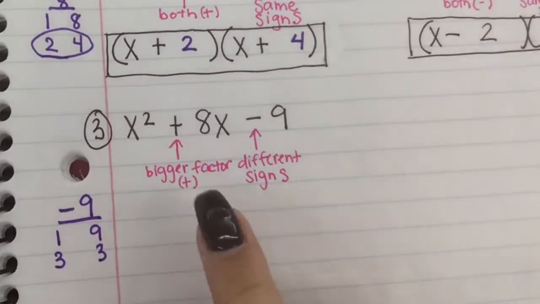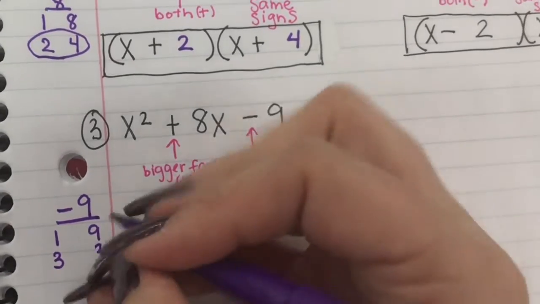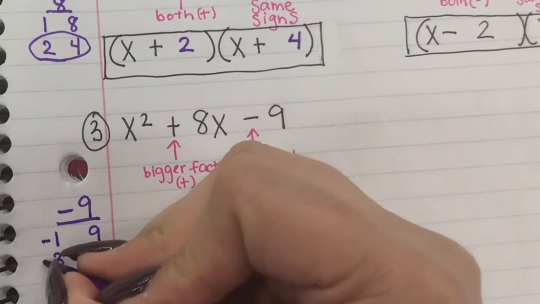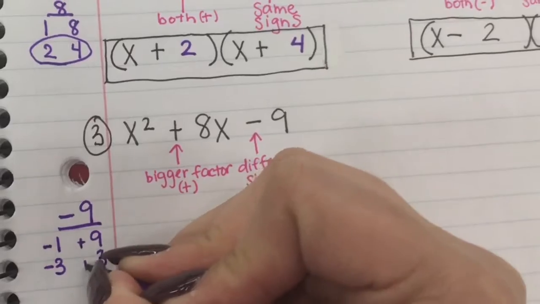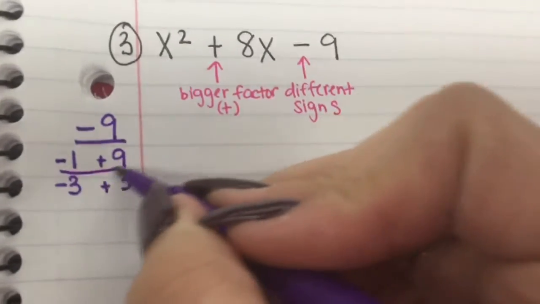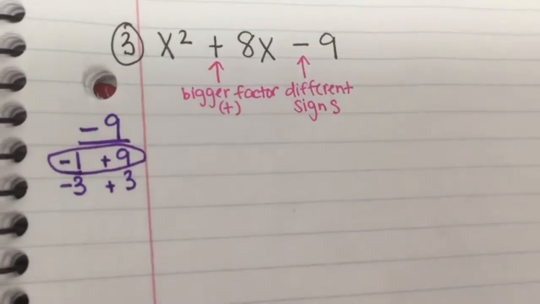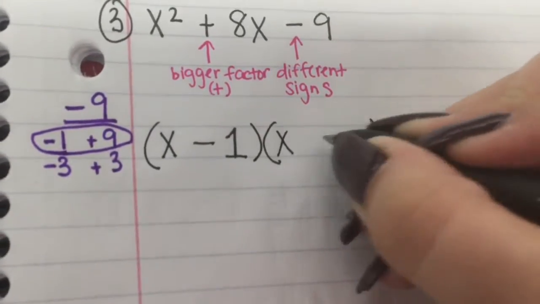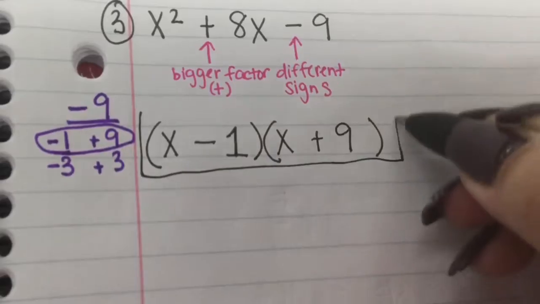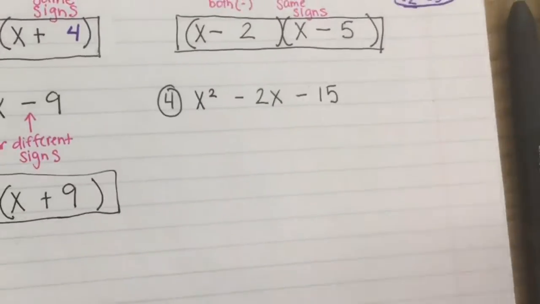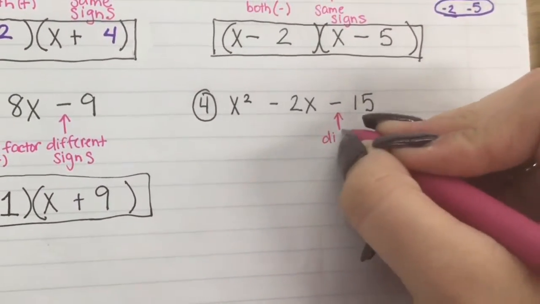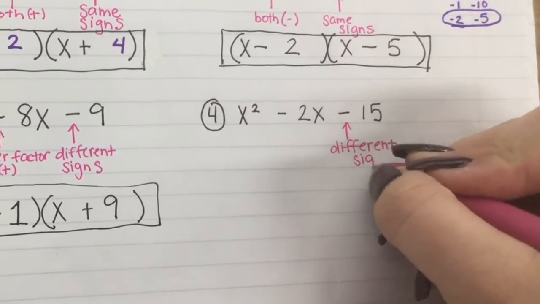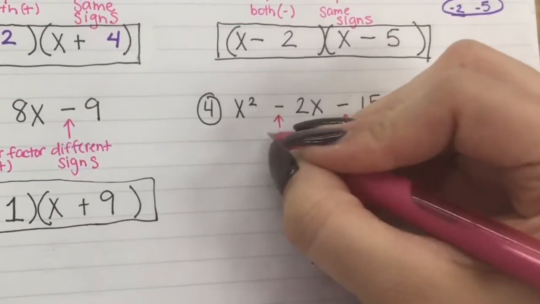So -9 is 1 times 9 or 3 times 3. I'm making that bigger factor positive and the smaller factor negative. Now I'll see which ones add up to the middle term, which is -1 and +9, and I'll write my factors that way, x minus 1 and x plus 9. So now we've seen examples where both factors are positive, both factors are negative, or the bigger factor is positive and the smaller factor is negative.